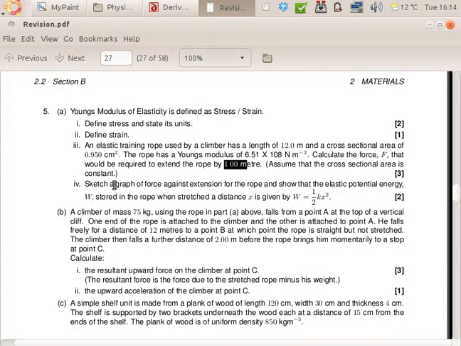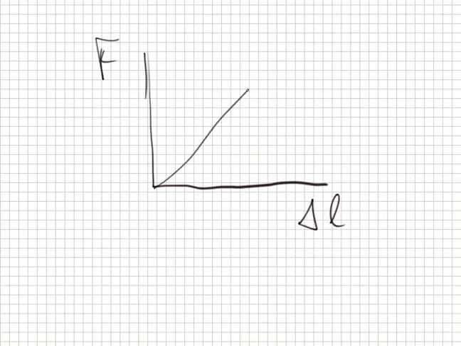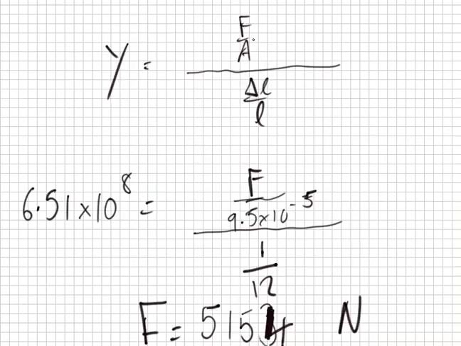Sketch a graph of force against extension for the rope and show that the elastic potential energy W stored in the rope when stretched. Okay, so first is force against extension. Well, we've seen this graph before, haven't we? So force against extension. The graph will just be a straight line, going up to 5154.